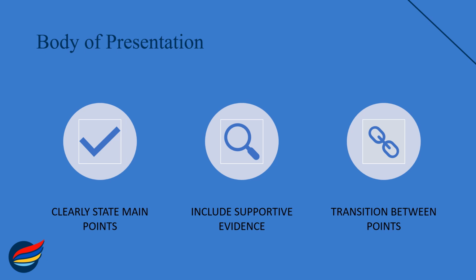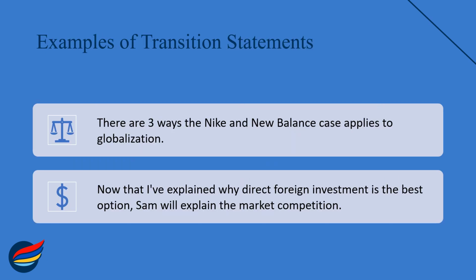Think of those like a body paragraph in a paper where you have a direct topic sentence stating the main idea, and then follow that with evidence to prove that statement is correct. You will also want to transition between your points. So here are some examples of transition statements.